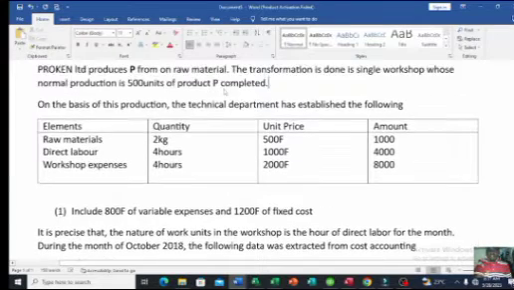So they have said the element, this workshop expenses for us. And how much is that? They say it's 2,000, where they have specified that it includes 800 francs of variable expenses and 1,200 francs of fixed cost. Meaning when you take this 800 plus 1,200, you are going to have 2,000 francs. Meaning this workshop expenses is a combination of both fixed and variable. Please take note of that.